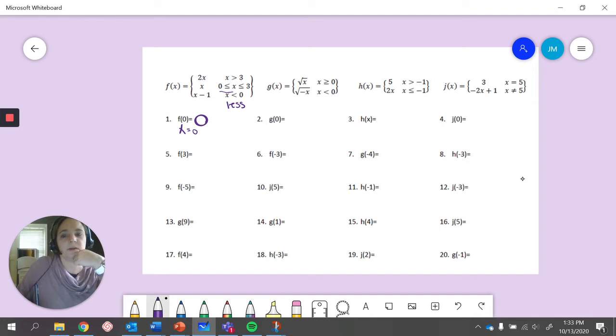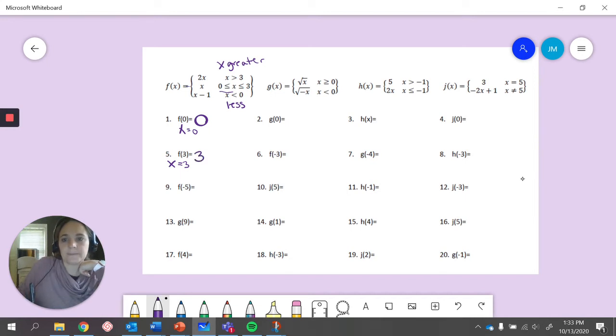Okay, let's do f of 3 down here. So I'm still using the f function, but now x is equal to 3. Which rule am I going to use? The top rule is x is greater than 3, but I want it to actually equal 3. So I'm going to use the middle rule again. If x equals 3, I plug it into the middle rule and we get 3.